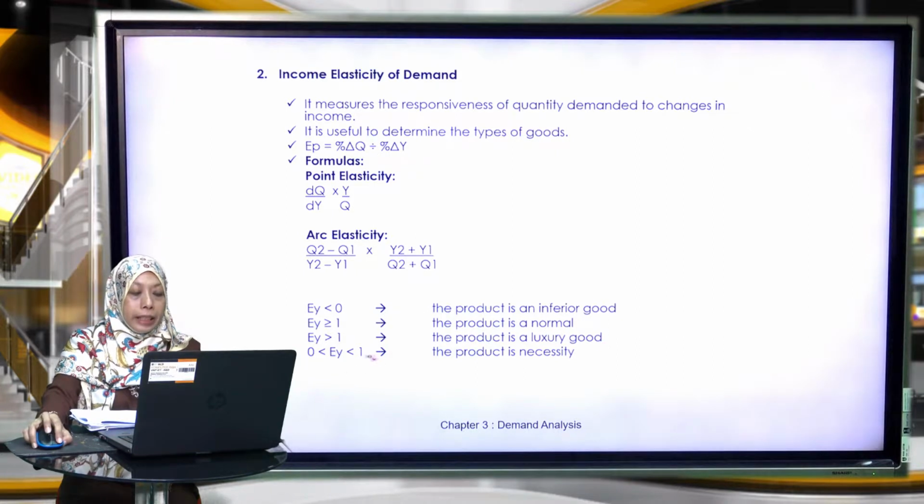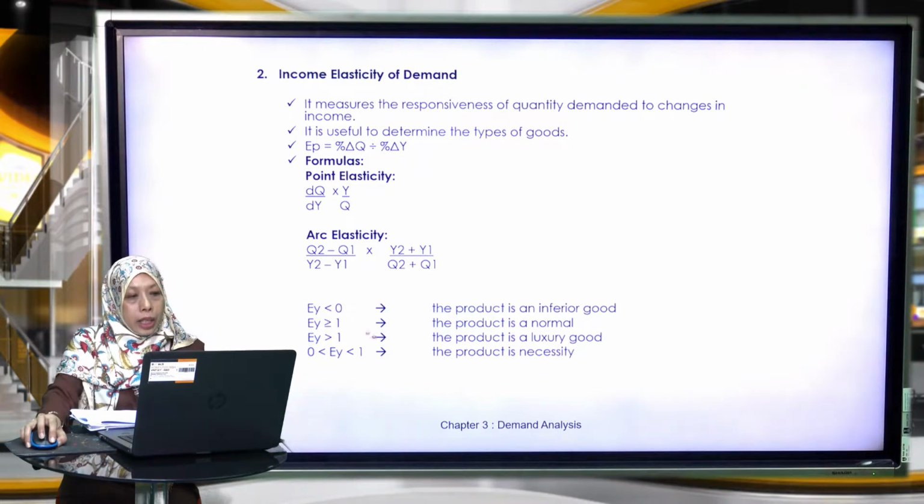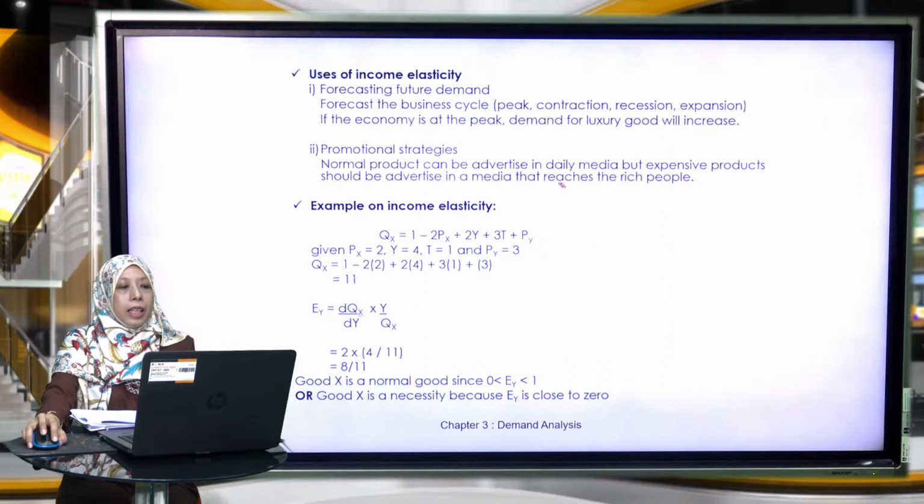Okay, but if the coefficient is from 0 to positive 1, then the product can be categorized as a necessity. So when you calculate your income elasticity of demand, you are able to categorize your product into either inferior or normal good, and this normal good can be further categorized into luxury or necessity goods. Now, why is it important for you to categorize your product?